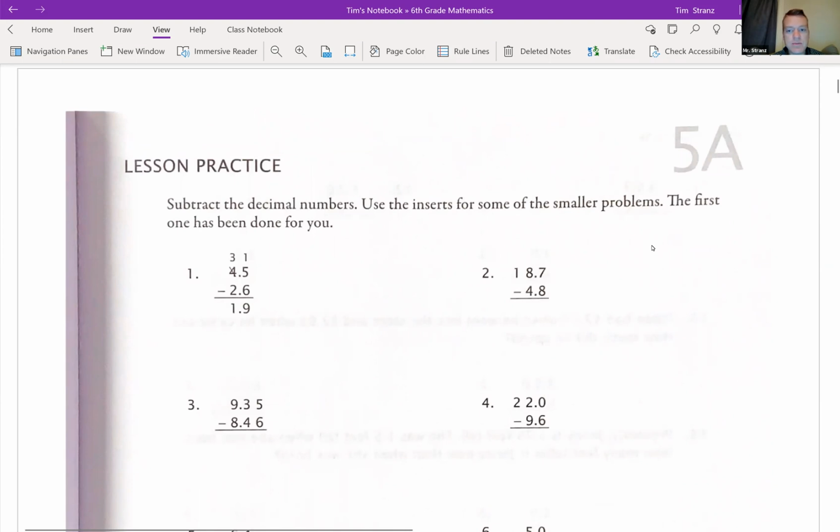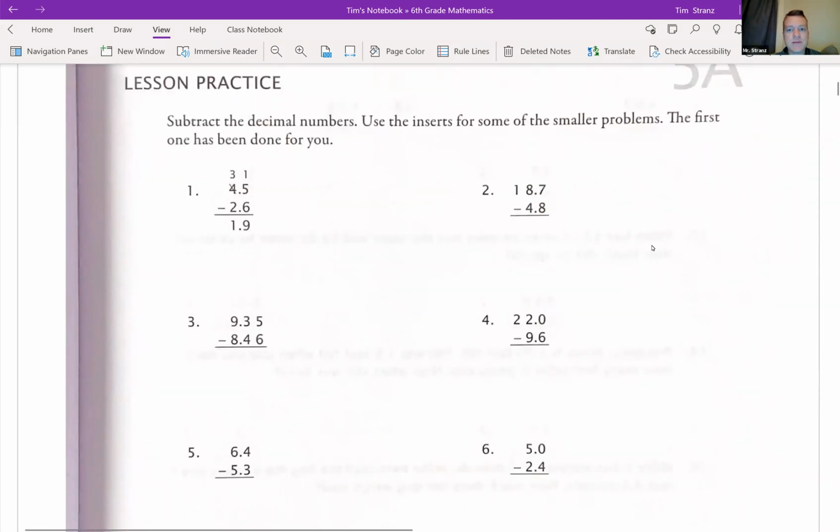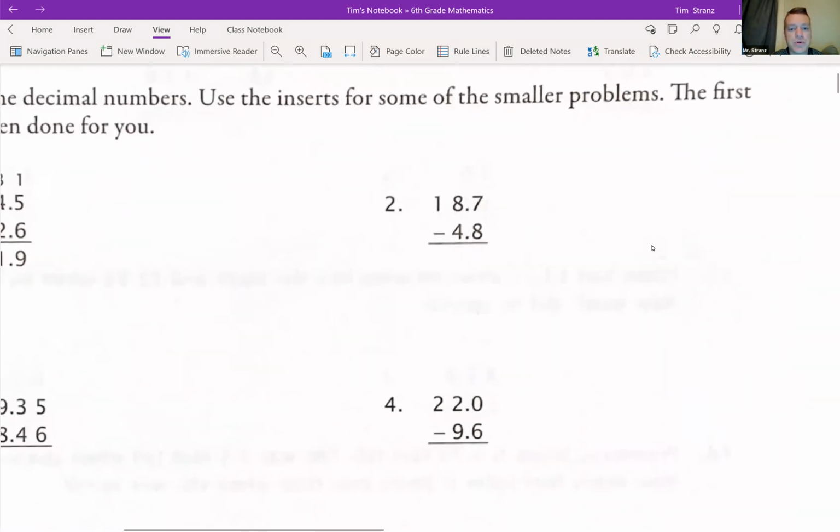Now we're talking about subtracting decimals, okay? Just like adding decimals, subtracting decimals is just as important when lining up your decimals. Keep it nice and organized. So number 1's been done for you. Let's jump in with number 2.